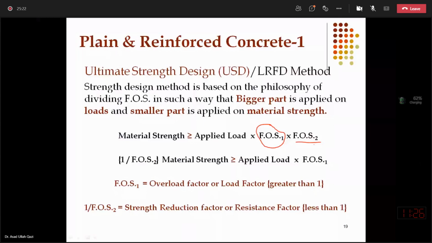And it is mentioned in the first paragraph that the strength design method is based on the philosophy of dividing the factor of safety in such a way that a bigger part of it is applied on loads and a smaller part of it is applied on material strength. So qualitatively they are saying that FOS1 will be relatively bigger than FOS2, but both are playing their role in getting the overall factor of safety, and in this way the structures or elements can be made safer.